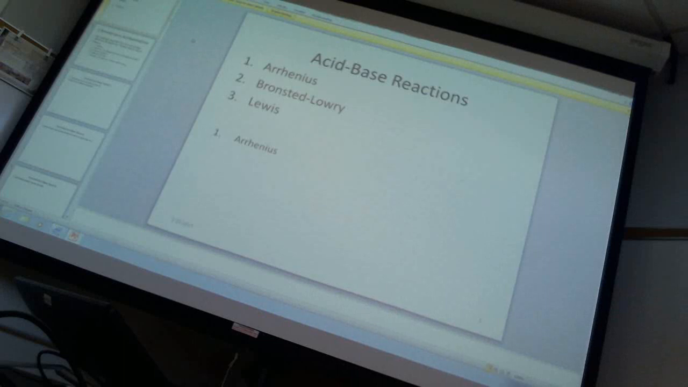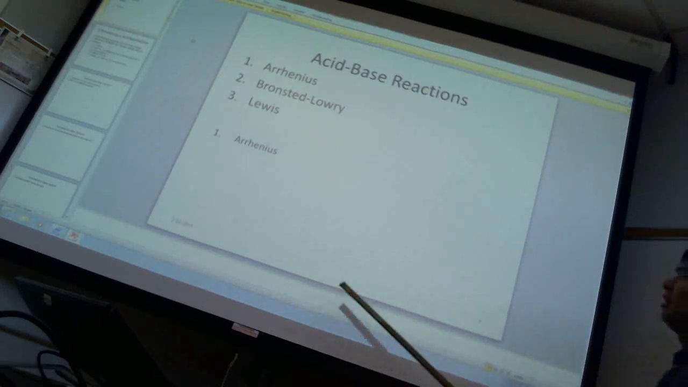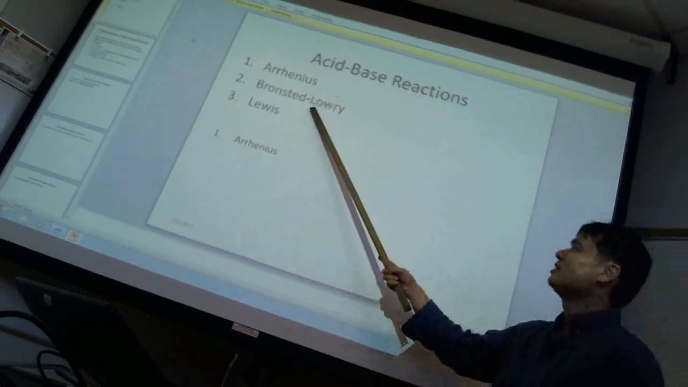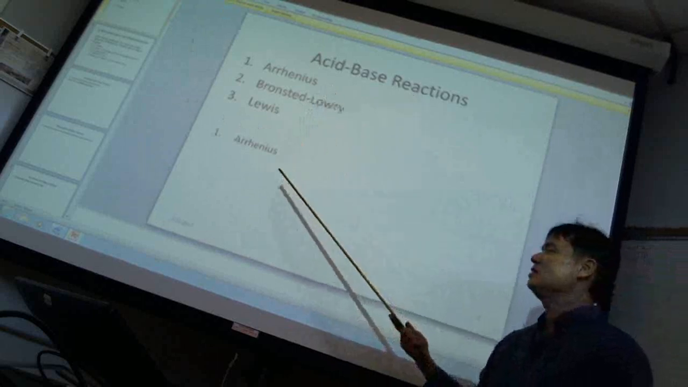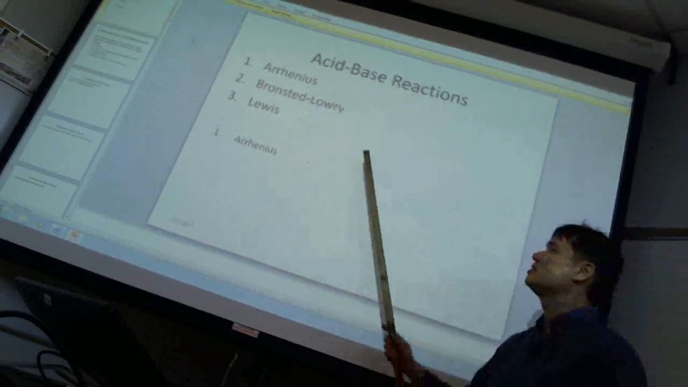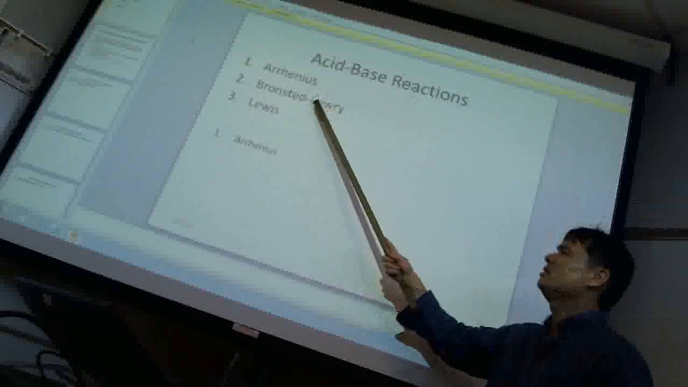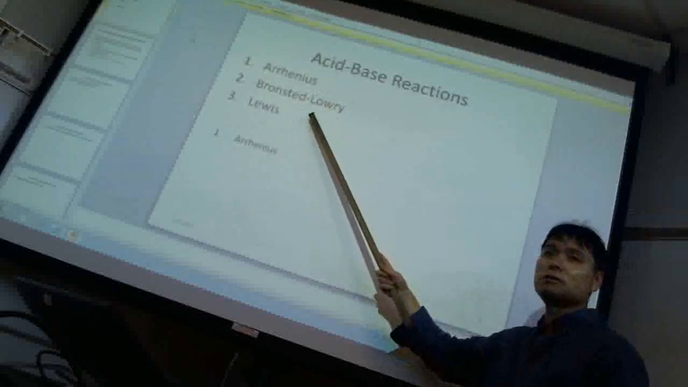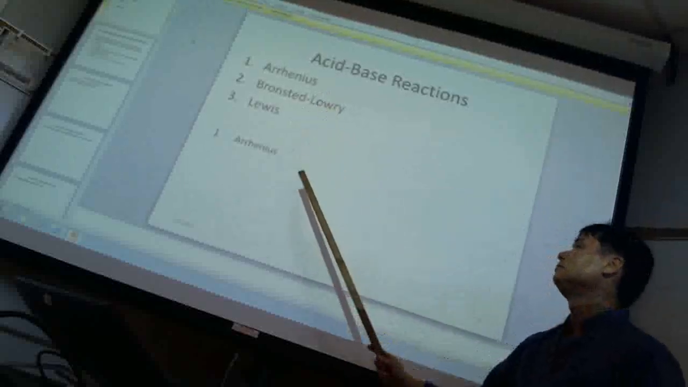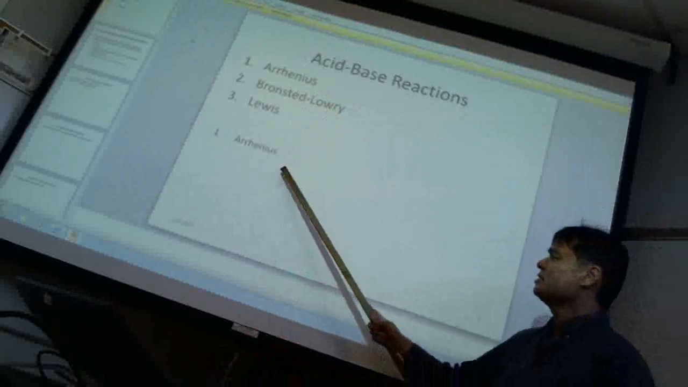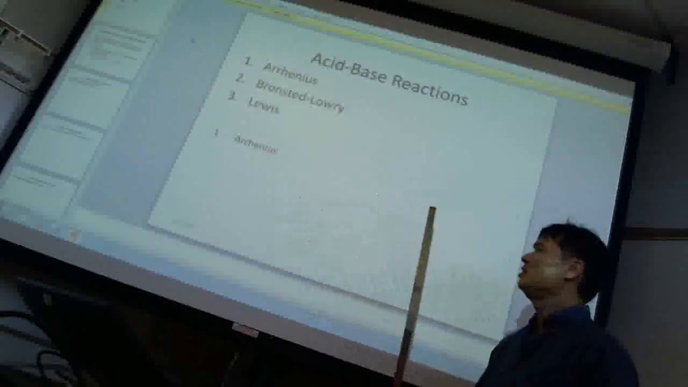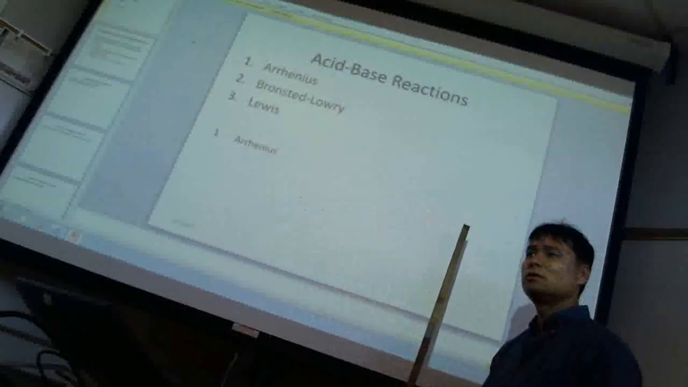So one way of thinking about these, Arrhenius predates all these. Arrhenius comes along and sees acid. This is what he calls an acid. This is what he calls a base. So what these three are, these are three definitions of what an acid and base is, an acid-base reaction is. So Arrhenius comes along and says an acid is H plus aq, base is OH minus aq.